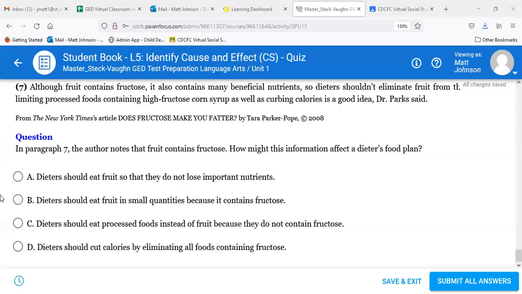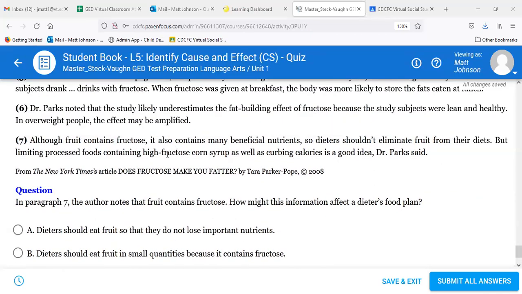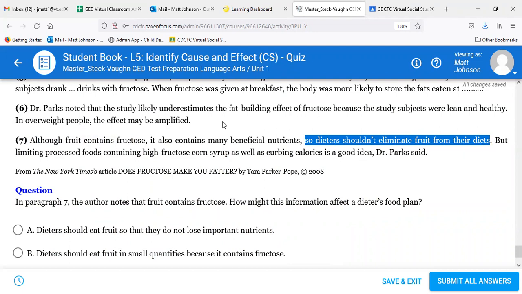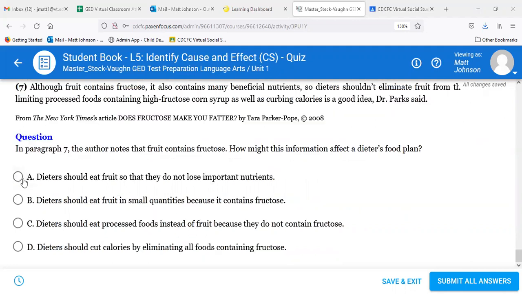A. Yeah, although fruit contains fructose, it says right there, it also contains many beneficial nutrients. So dieters shouldn't eliminate fruit from their diets. Okay, so it's A.